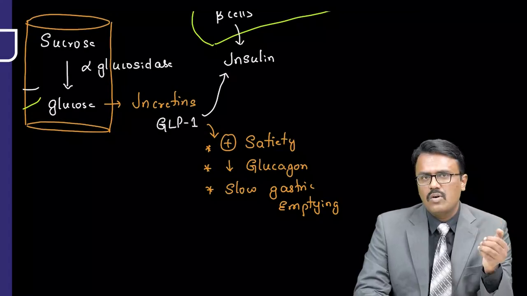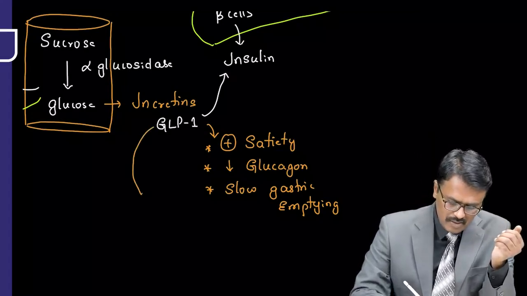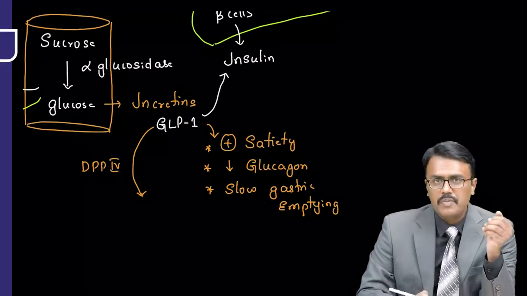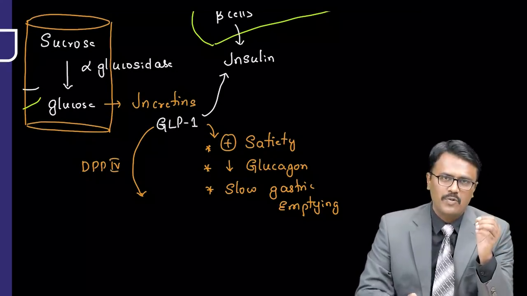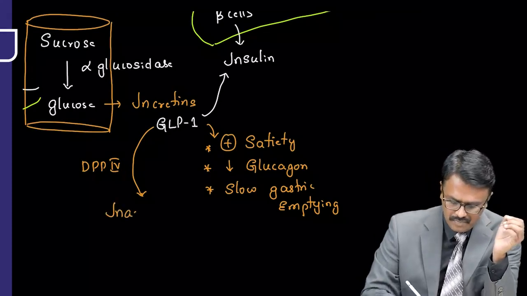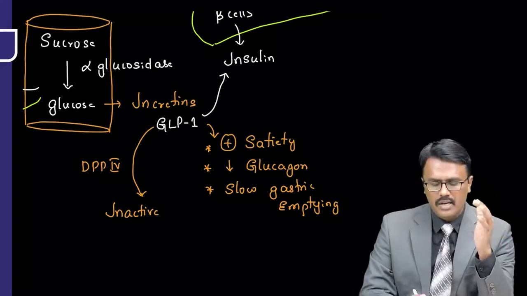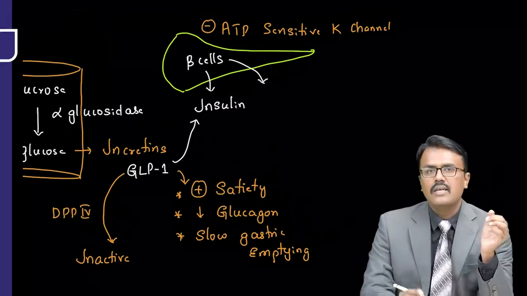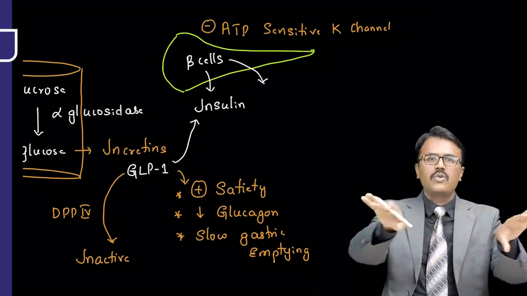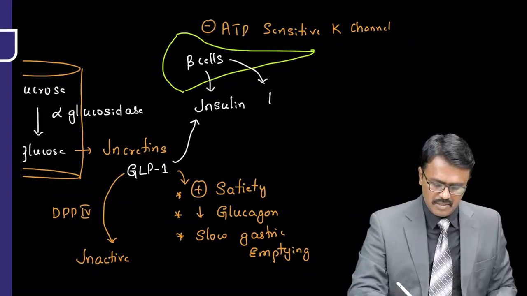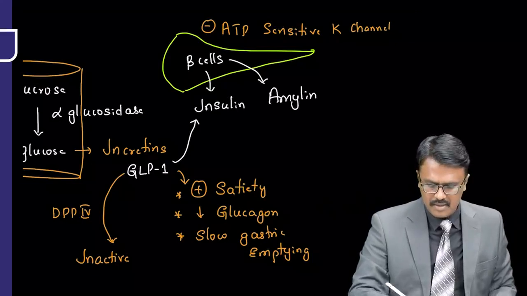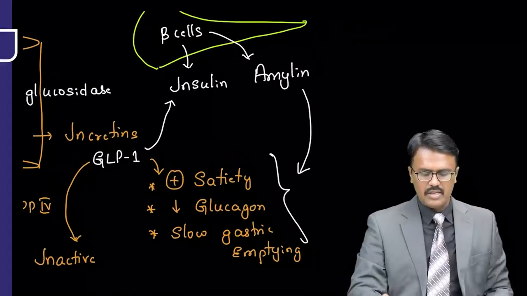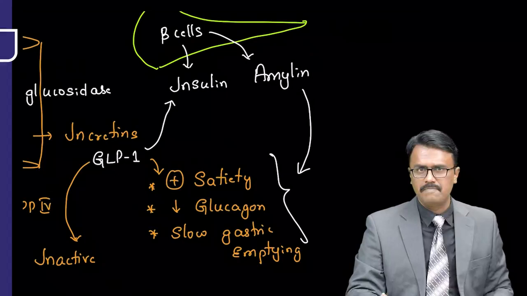The major one is glucagon-like peptide. But this GLP-1 is metabolized by an enzyme called DPP4. DPP4 stands for dipeptidyl peptidase 4, and it will make GLP-1 inactive. Now remember, along with insulin, there is one more substance which comes from the beta cells. Insulin and amylin come together. Amylin will also do the same three functions: stimulate satiety, decrease glucagon, and slow gastric emptying.